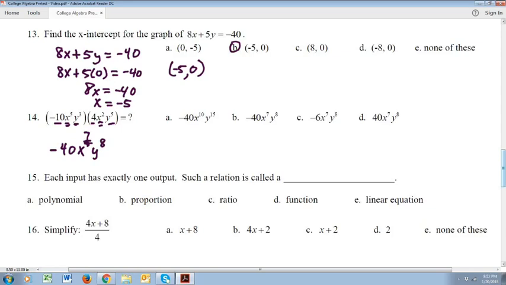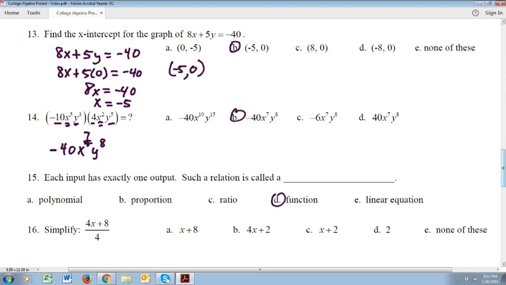All right, so that would be letter B. All right, number 15. Each input has exactly one output. Such a relation is called a function. And we'll talk a lot about functions in this course.